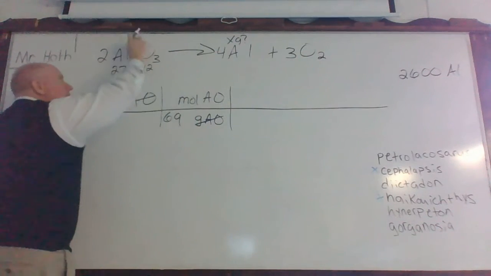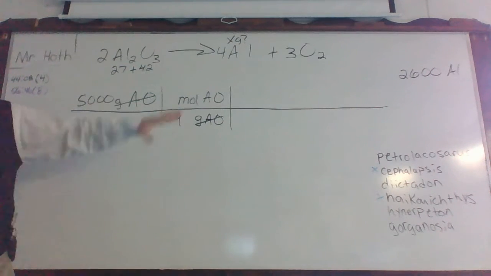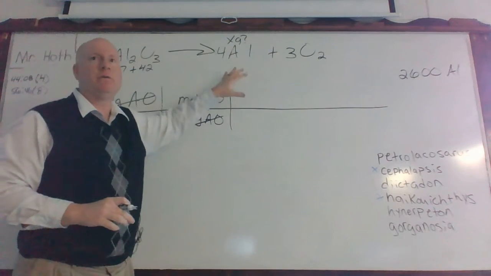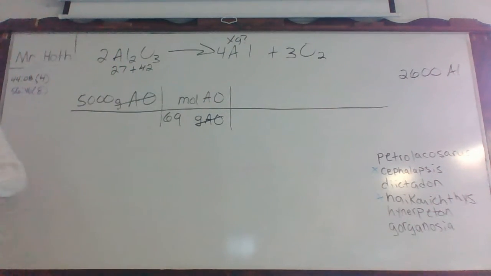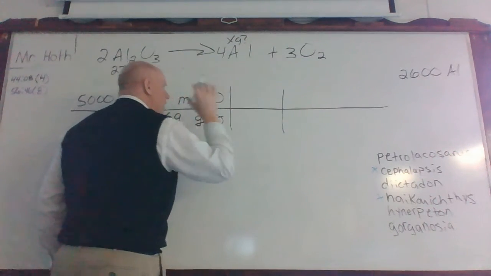Now, we're still stuck over here on this side with moles of aluminum oxide. That's not what we're looking for. We're looking for this mass over here. So this next step allows us to change what we have, which is moles of aluminum oxide, into what it is that we're looking for. And that is what? Grams of aluminum, okay?